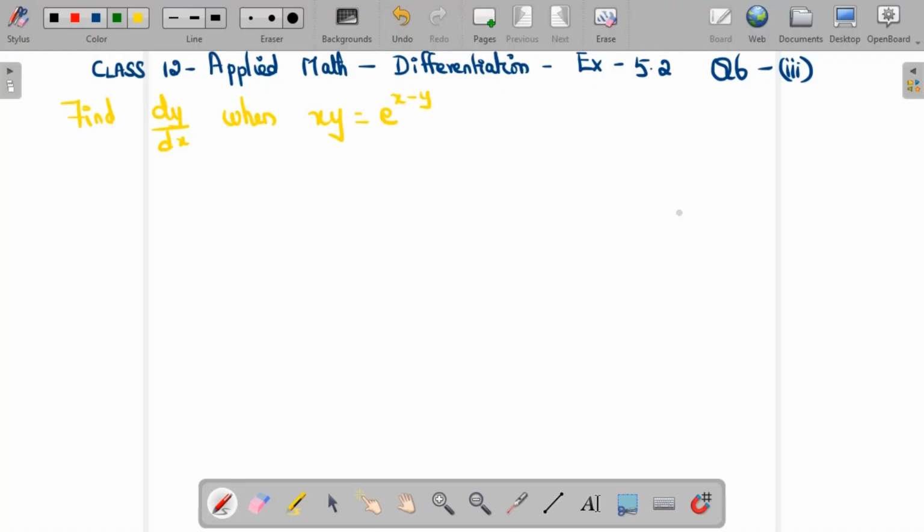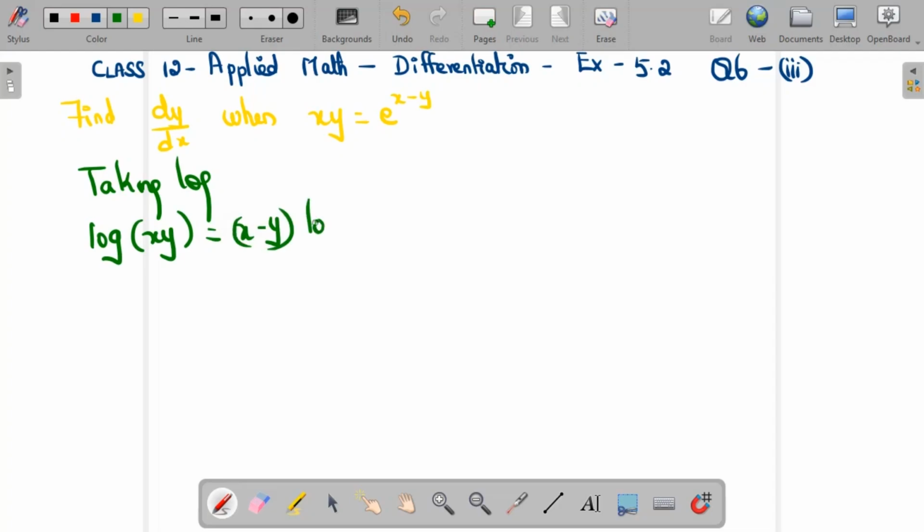In this video, let's see the solution for the third subdivision in question 6 from exercise 5.2. Find dy by dx when x^y is equal to e^(x - y). So let's take a logarithm on both sides. So taking log, this will become log of x^y is equal to (x - y) into log e.